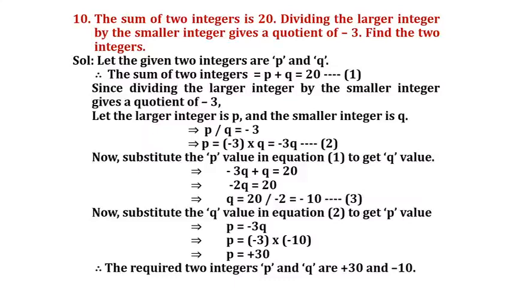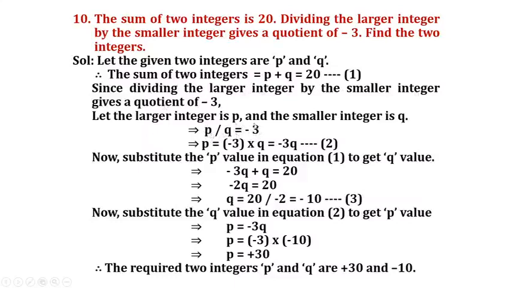So let me take the two integers as p and q. By the first sentence, we can write the equation: the sum of the two integers is p plus q is equal to 20. I am taking this as equation 1. Since dividing the larger integer by the smaller integer gives a quotient of minus 3, let the larger integer be p and the smaller integer be q. In equation form, p divided by q is equal to minus 3.